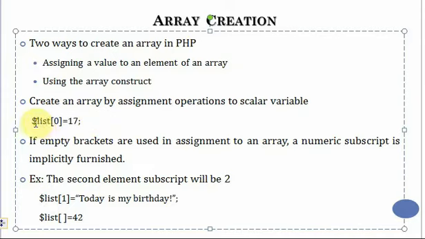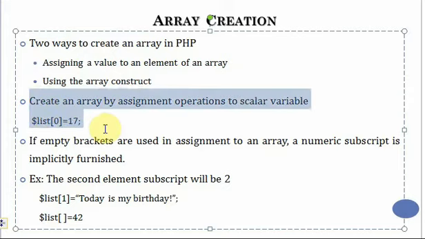In the array list whose key value is 0, you are assigning a value 17. That is, list of 0 is equal to 17. So what is the point we have to make here? In your script, if there were a variable whose name is list, after executing this particular statement it will no more be treated as a variable, but it will be treated as an array. That's what we have to tell for this particular example.